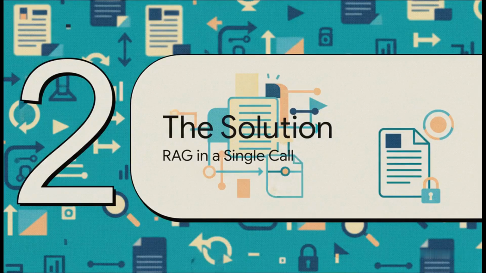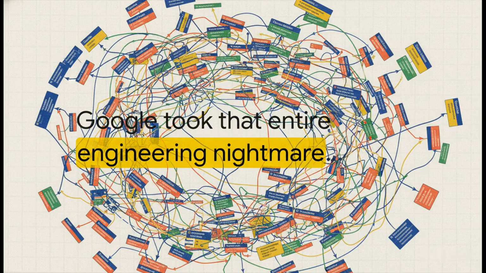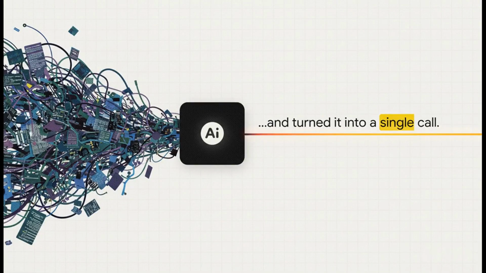So you look at all that complexity and you think, how on earth do you solve that? Well, this is where Google has done something pretty groundbreaking, actually. So Google looked at that whole mess, that entire engineering nightmare we just talked about, and they basically just turned it into a single API call. That's it. They automated the entire thing, hiding all that crazy complexity behind one simple, elegant call. And that is the core of the Gemini File Search Tool. It's a fully managed RAG system, basically handed to you on a silver platter.